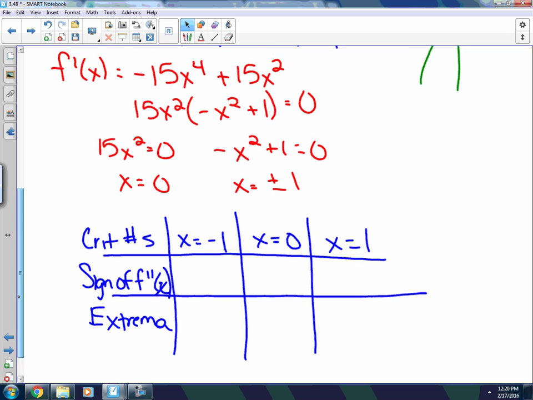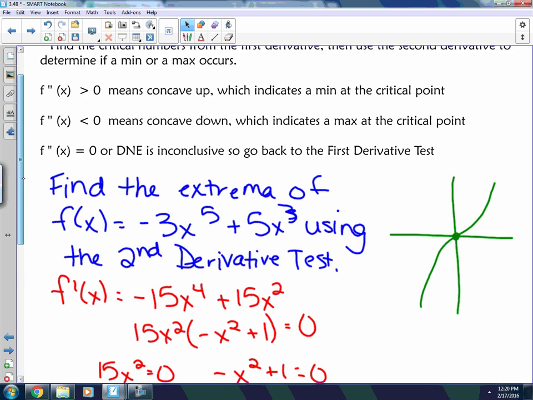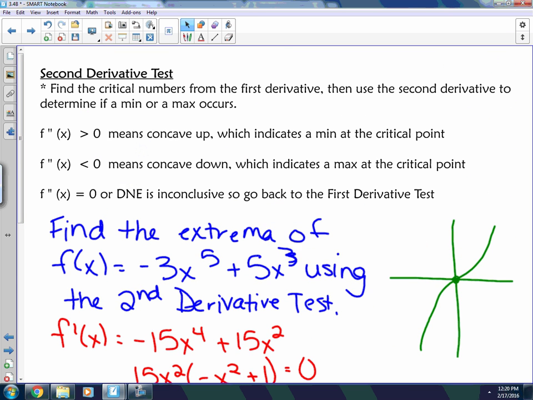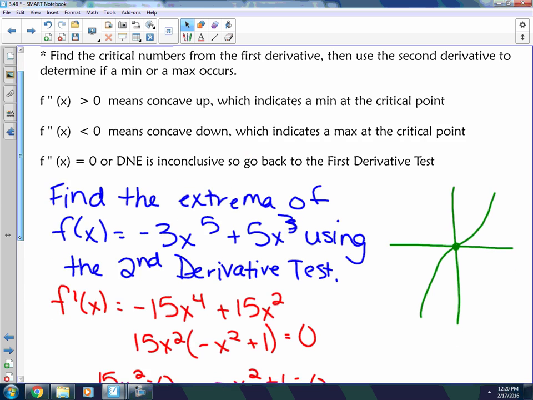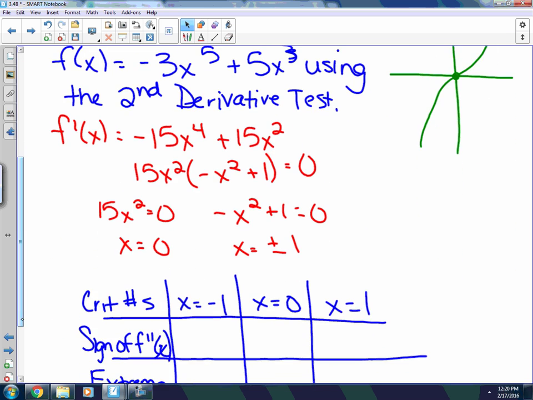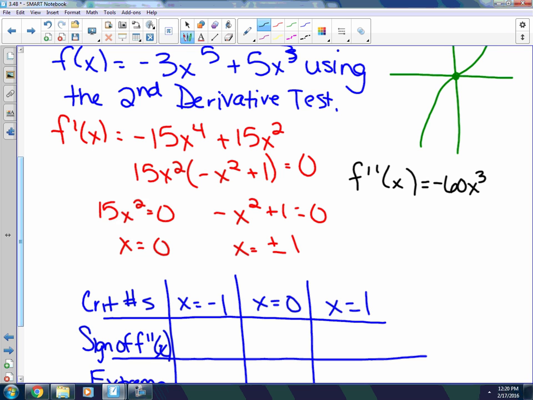Okay, now, the next part of our directions says, use the second derivative to figure out if they're a min or a max. So that means we need to find the second derivative. So I'm going to take my first derivative in its easiest form, and I'm going to derive it again. So I'm going to say the second derivative of this is -60x cubed plus 30x.